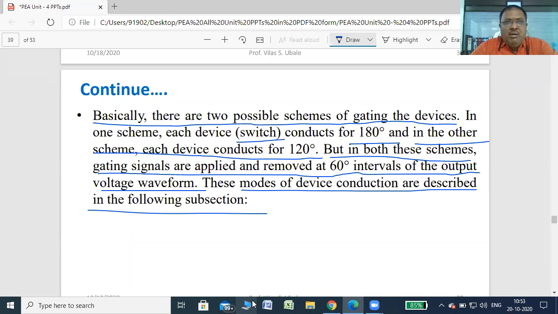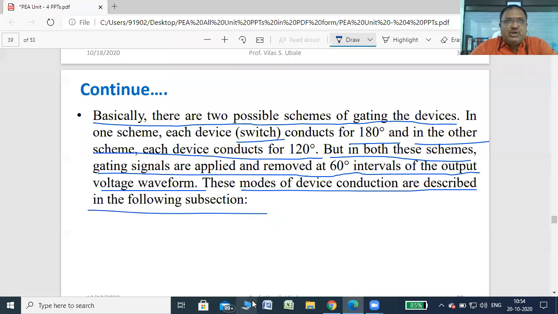So in 120 conduction mode, each device is conducting for 120 degrees. So at 120, your output voltage is equal to 0. And in 180 conduction mode, each device conducts for 180 degrees. So output voltage is equal to 0 at 180 degrees of alpha, right? In 180 conduction mode, if your alpha is 0, you will get maximum output voltage. Then you can increase alpha to 10, 20, 90, 100, 150, 170, so that your output voltage decreases, decreases, and decreases. And at 180 degrees, your output voltage becomes 0.